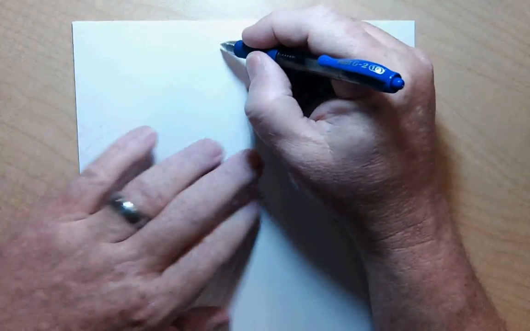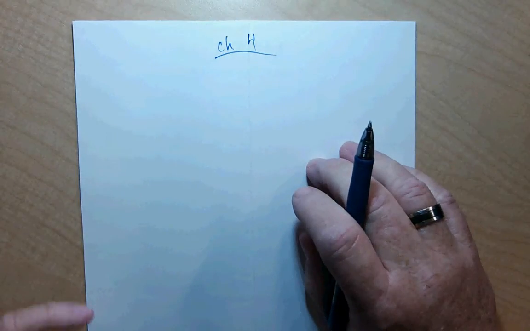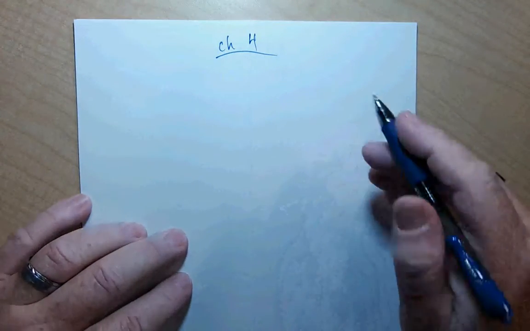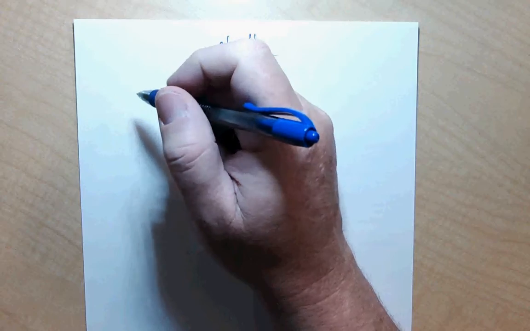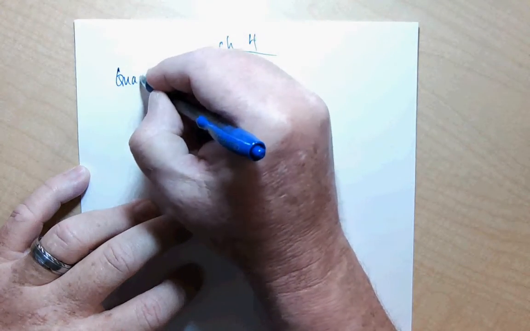Moving forward then, chapter 4. Here's what you can expect from chapter 4. Chapter 4 has our quadratic family. So we have quadratic functions.